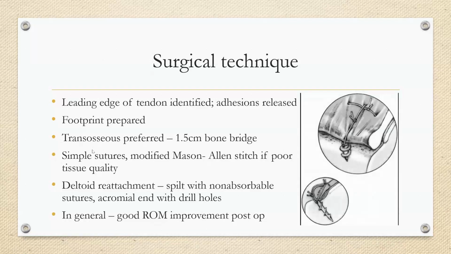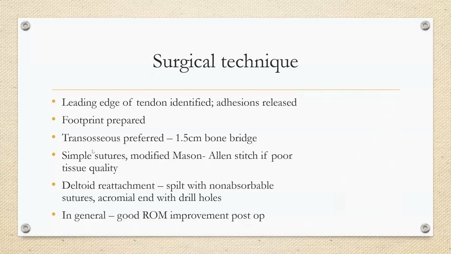Depending on the quality of tissue, simple sutures may be indicated, or modified Mason-Allen stitches can also be incorporated to further strengthen poor quality tissue. And the next step is, as discussed, the deltoid reattachment post repair. The longitudinal split is sutured with non-absorbable sutures, and the acromial end of the anterior deltoid is sutured with drill holes onto the bone. Again, a layer by layer repair of the superficial and deep layers of the deltoid fascia is needed to avoid dehiscence in the post-op rehab period.